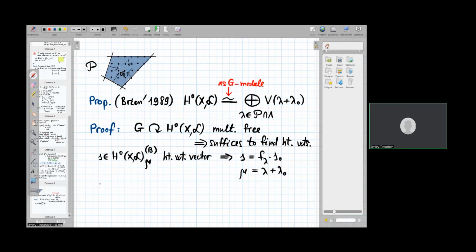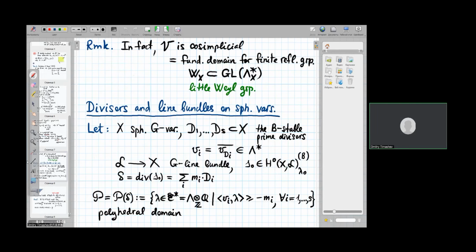Now also, since S is a regular section, the divisor of S can be written as the sum of the divisor of f lambda and the divisor of S naught, which in turn can be written as follows. So the divisor of f lambda is the sum of all these prime B-stable divisors d1, ..., ds with multiplicities which are vanishing orders of this f lambda along these divisors.